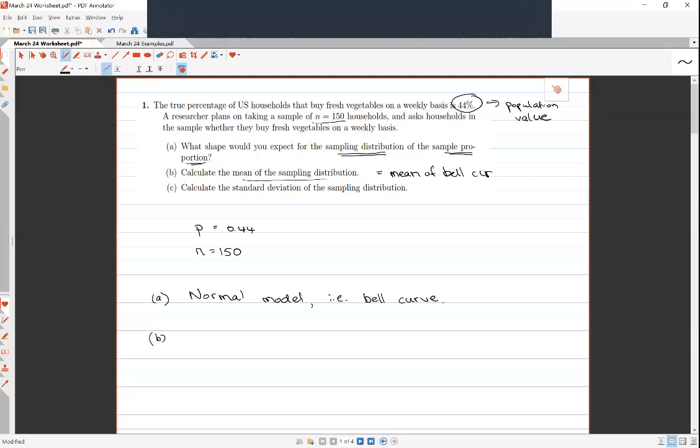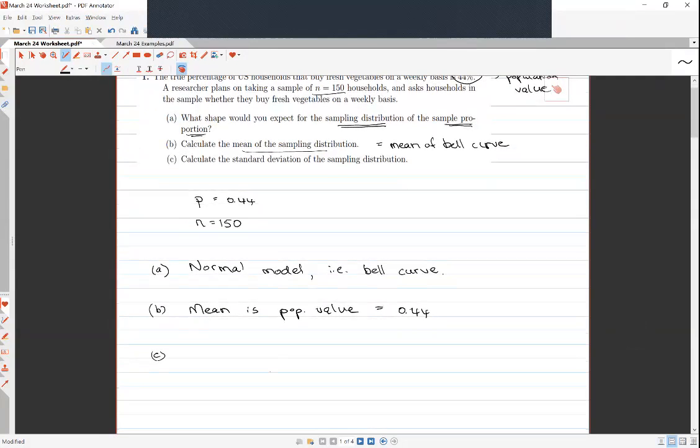So that's asking us, where is the center of the bell curve? And the center of the bell curve is at the true population value. So the mean is the population value, and the population value in this case is the 44%. And then lastly, calculate the standard deviation of the sampling distribution.